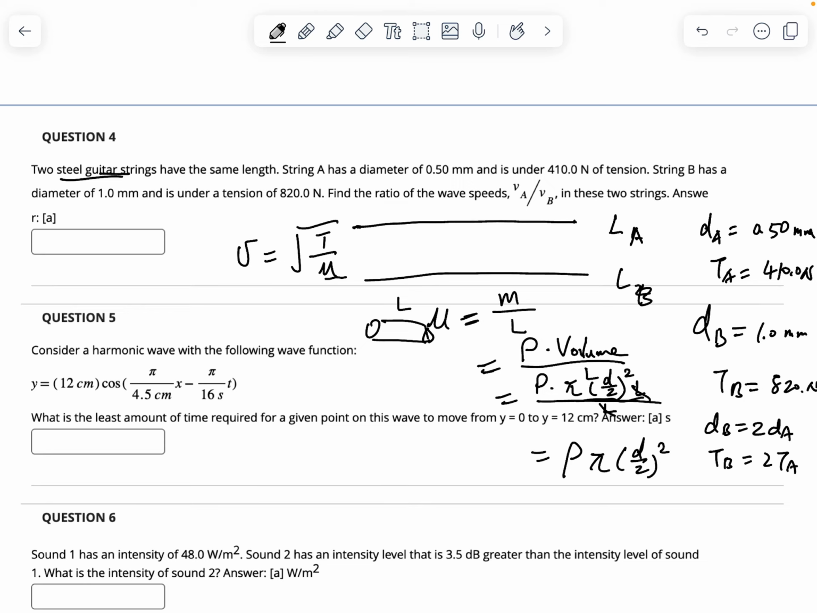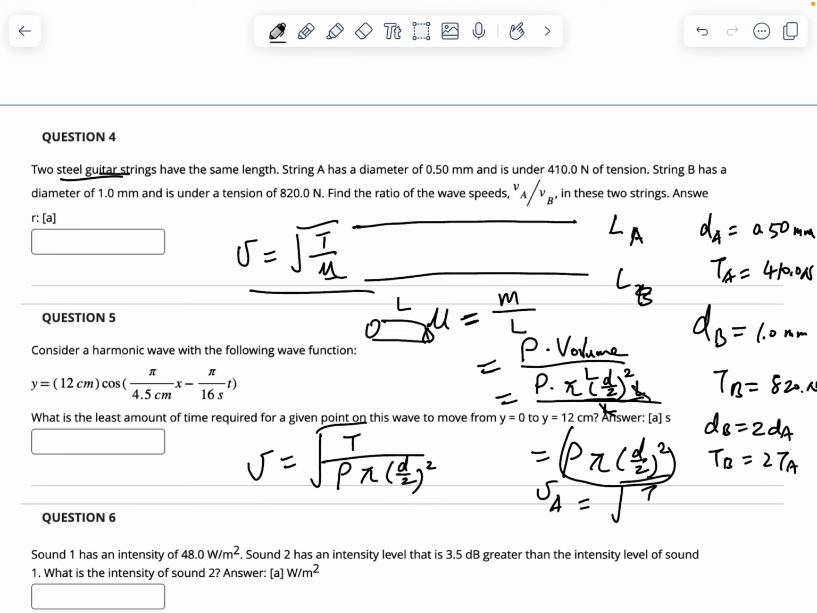All right. So plug into this equation. We know speed of wave equal to square root of tension over linear mass, rho pi d over 2 squared. So we know VA equal to square root of TA over rho pi dA over 2 squared, and VB equal to square root of TB over rho pi dB over 2 squared.